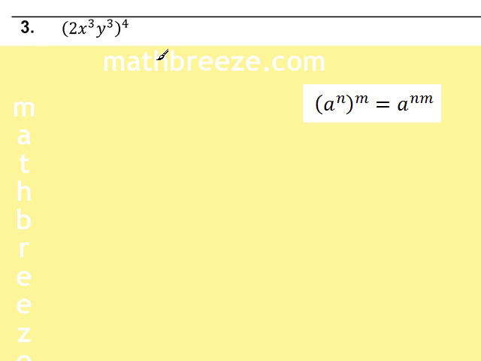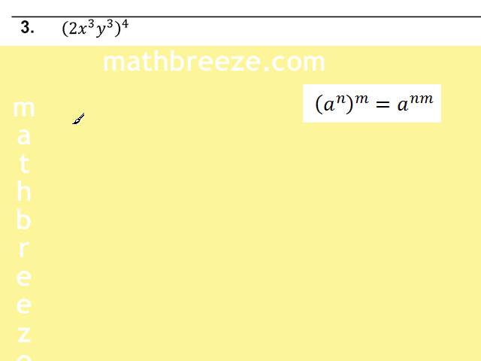In number 3, we have an exponential expression in parentheses, and it's all being raised to the exponent of 4. So I call this power to a power. So in this case, when we have a power to a power, what we do is we multiply the exponents. A to the m raised to the n is equal to a to the m times n. So we multiply the exponents. So we're going to apply this rule here.